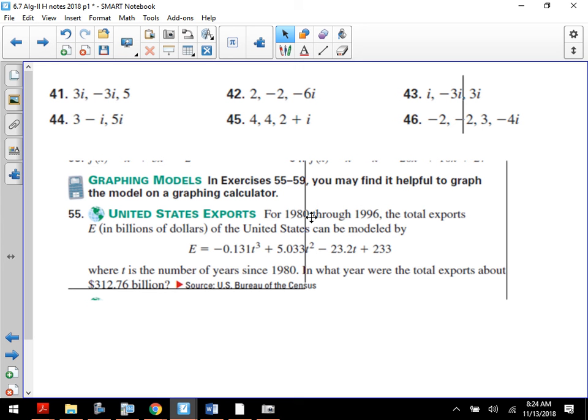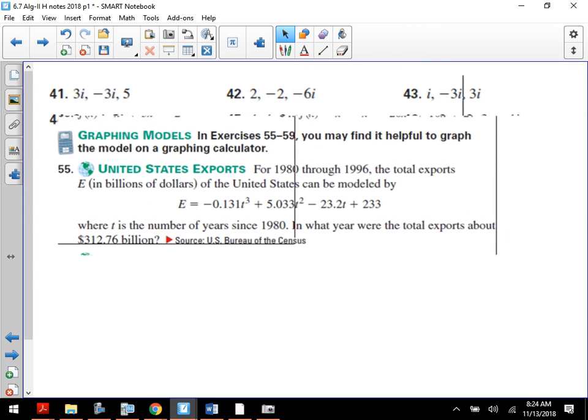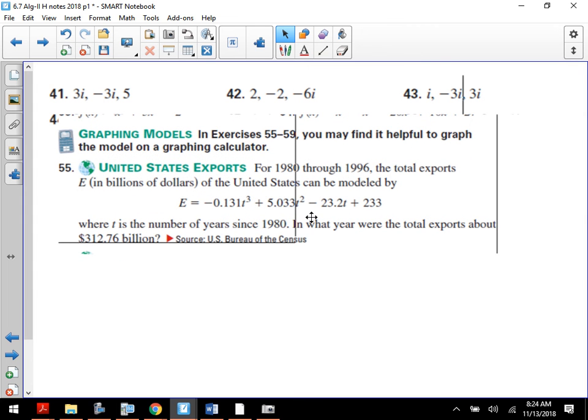How do you what? So I would put this in my calculator, and year 0 is 1980. Count to see where it hits that number. It's very similar to when we did the quadratic stuff. It just happens to have a couple higher degrees. A lot of table work.